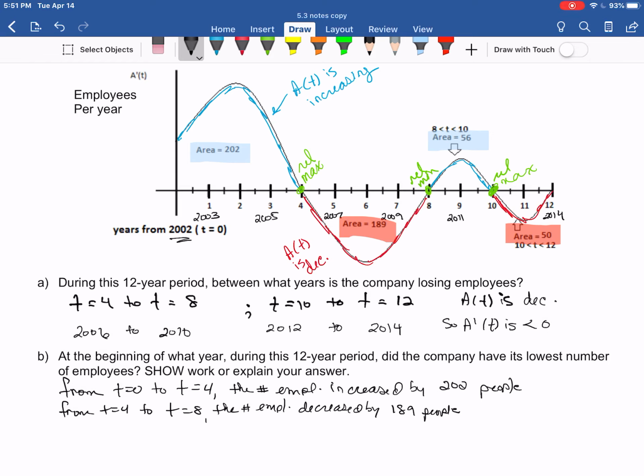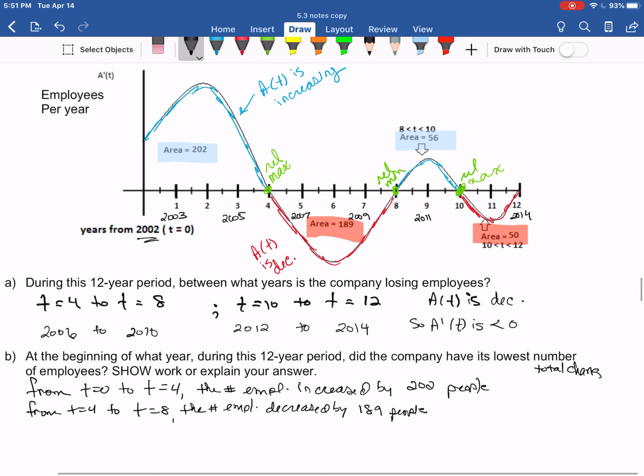Okay, so keep a running total of what's going on here. Maybe your running total change. I'm positive by 202, okay? But during the next time frame, I've lost 189. So what are you at now? I'm still up by, from the beginning of this time, I'm still up by 13. I haven't lost everybody that I started hiring back in 2002, but I'm only up by 13.